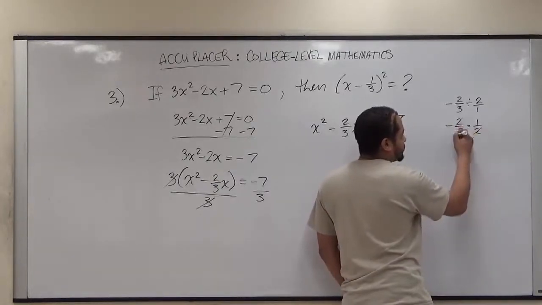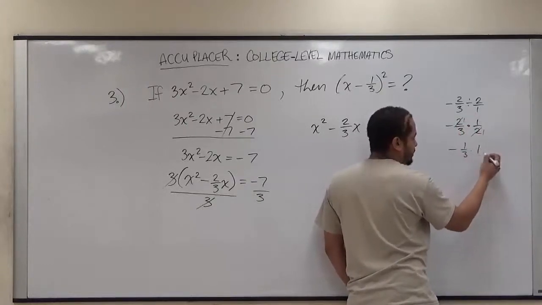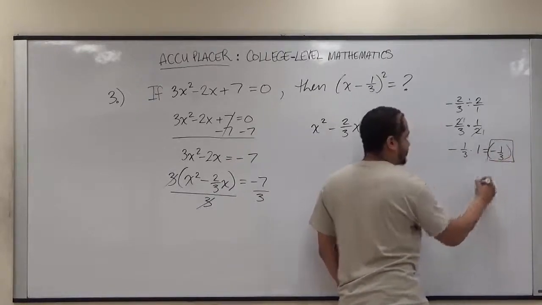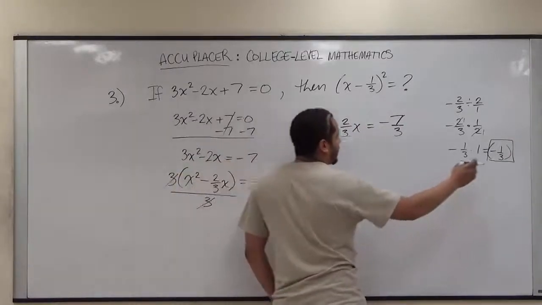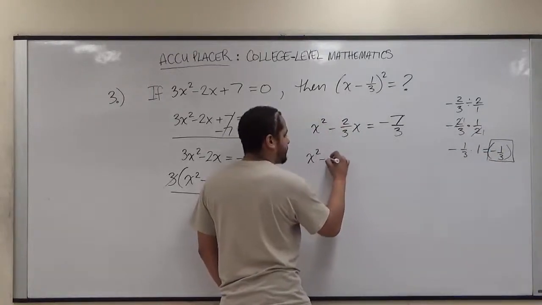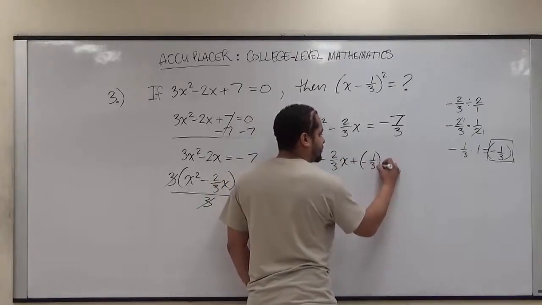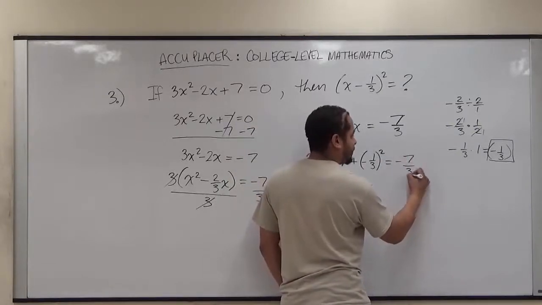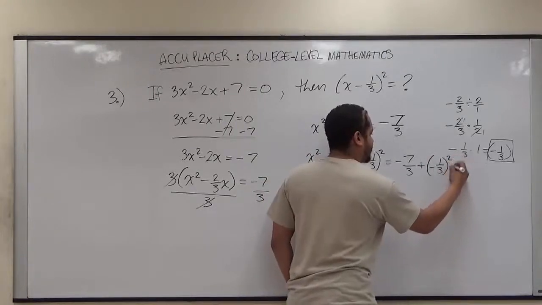Now these 2's are going to cross reduce, and this becomes a 1, so does this, and we're just left with negative 1/3 times 1, which is just negative 1/3. So here is half of the middle term. All right, so to have the perfect square completed, I'm going to add half the middle term squared to both sides. So here I'm going to have x squared minus 2/3 of x plus negative 1/3 squared. I'm adding this to both sides of the equation to keep the equation balanced. And here I have negative 7/3 plus negative 1/3 squared.